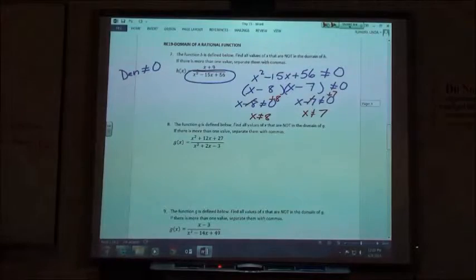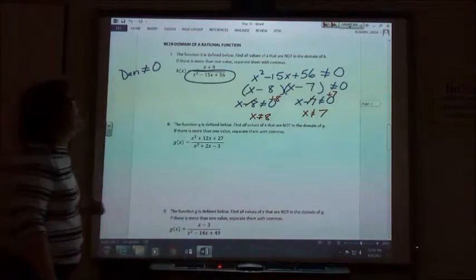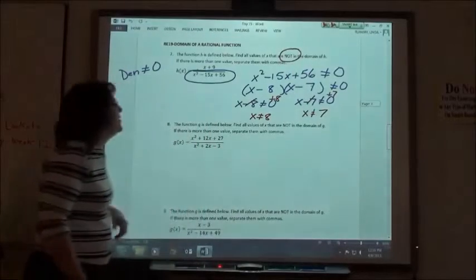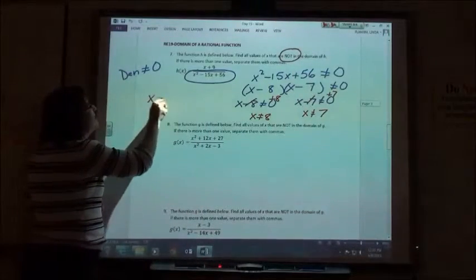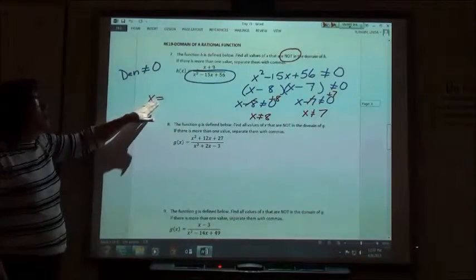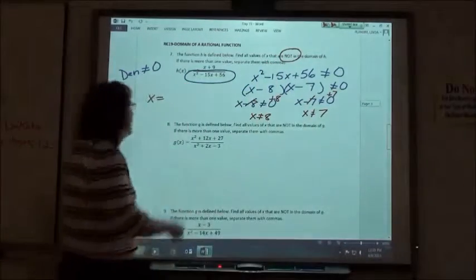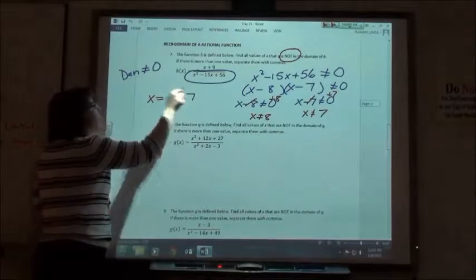So, it tells me find the values that are not in the domain. So when you enter it in, I believe it has this. What values is it equal to that are not in the domain? Well, these two are the ones not in the domain, 8 and 7.